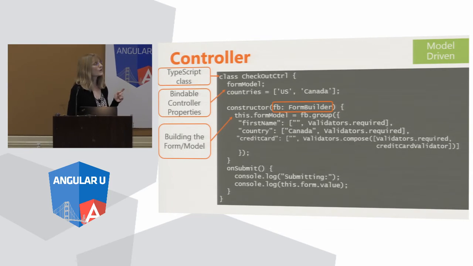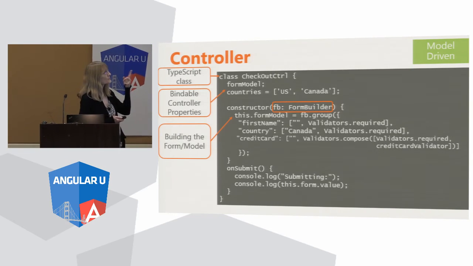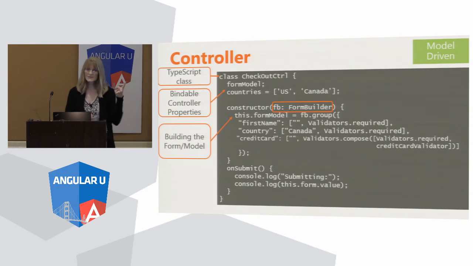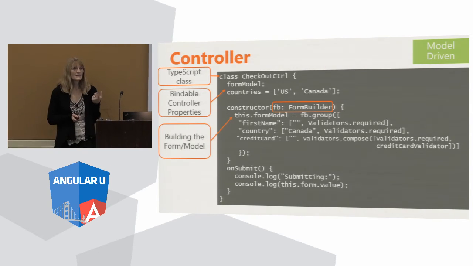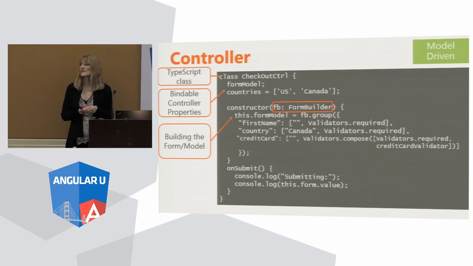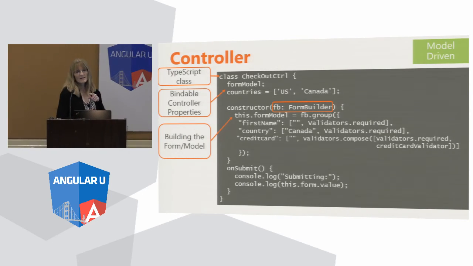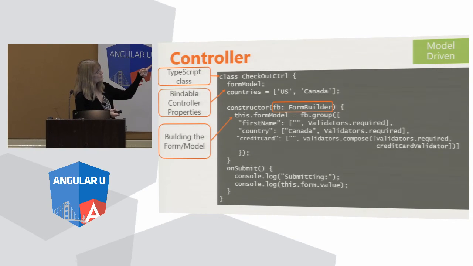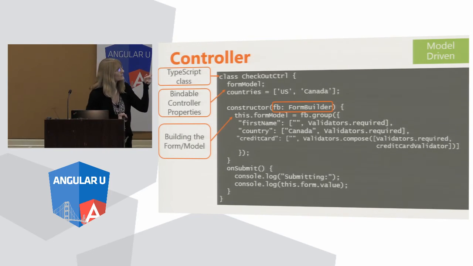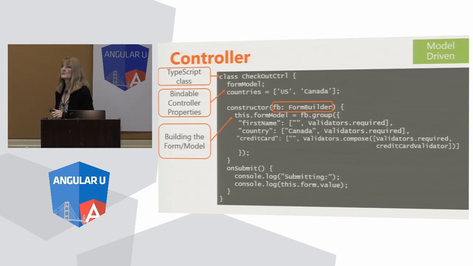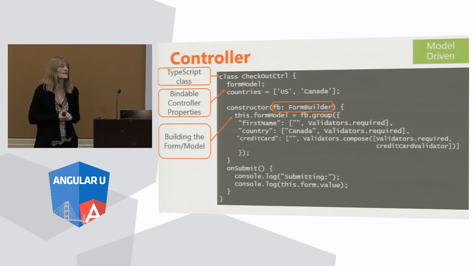And for each control, we're saying, okay, we've got a first name. That first element in the array there is a default value if we want one. And the second element there is any validation. And if you have more than one validator that has to execute, you can look at the credit card example. We've got something called Validators.compose, and we could add multiple validators there. In this example, the credit card validator would be a custom validation method that we would have.